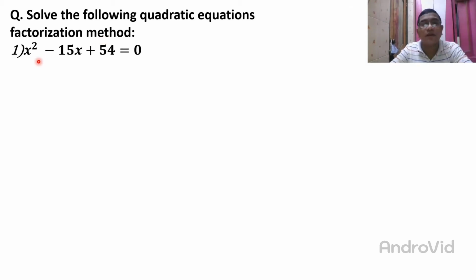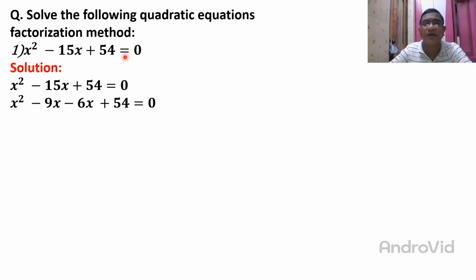So here is x square minus 15x plus 54 is equal to 0. So my students, see here the third term is 54. So we are finding two numbers in such a way that the two numbers' product is 54 and their addition or subtraction is 15. So such two numbers you want to factorize it.